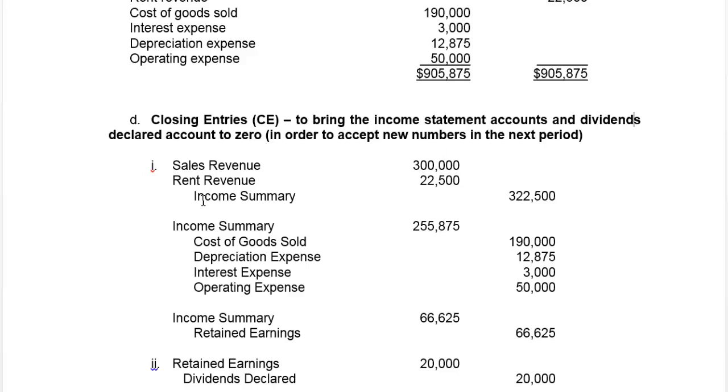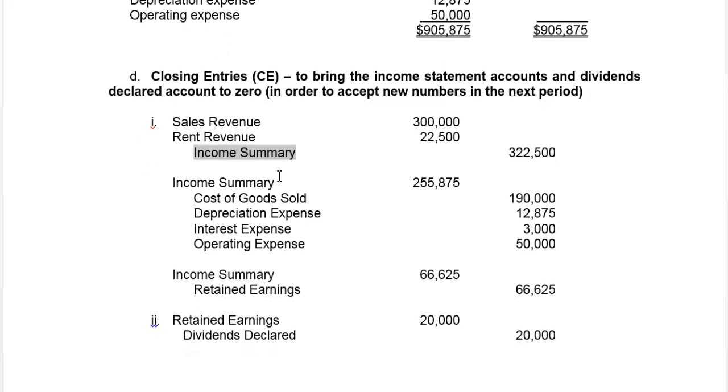So what do I use? I use my helper account, and they introduced you in the chapter to a helper account called income summary. Income summary is not an account that you will see on any financial statement. It's what I call a helper account. It's there when you need it to close. I also refer to it as an agnostic account. It has no normal balance. It's neither a normal debit nor a normal credit balance. It's just used to facilitate the closing process.